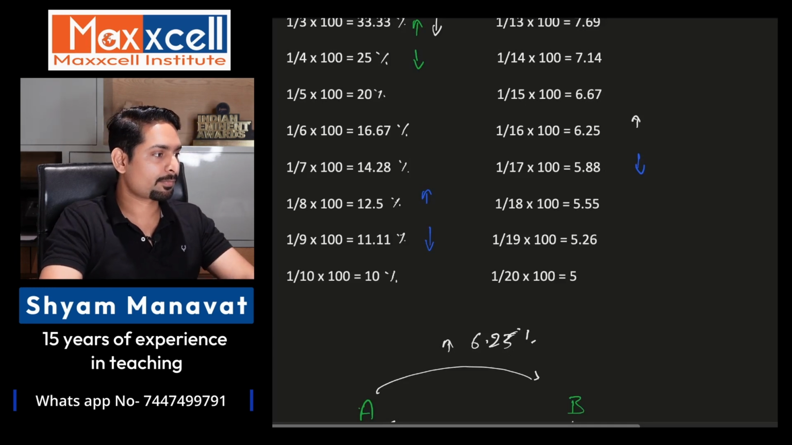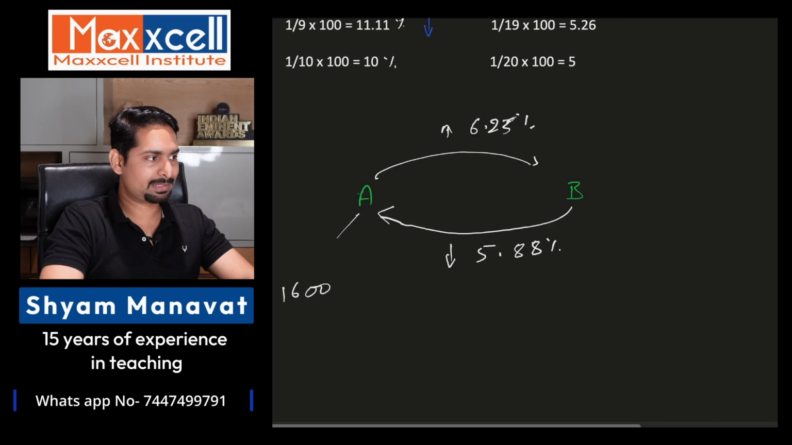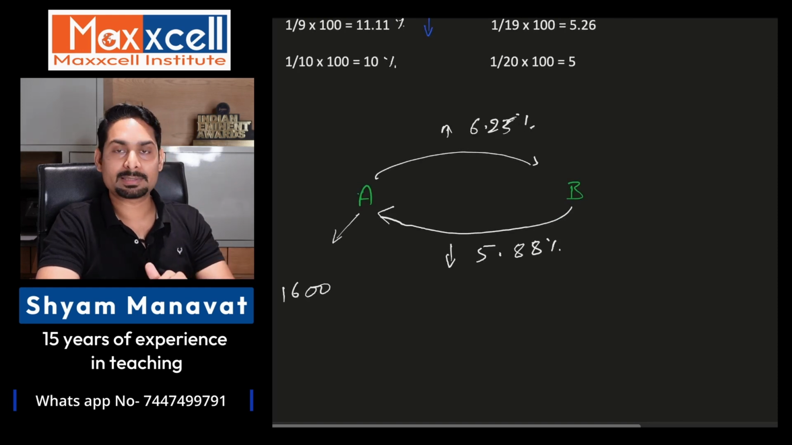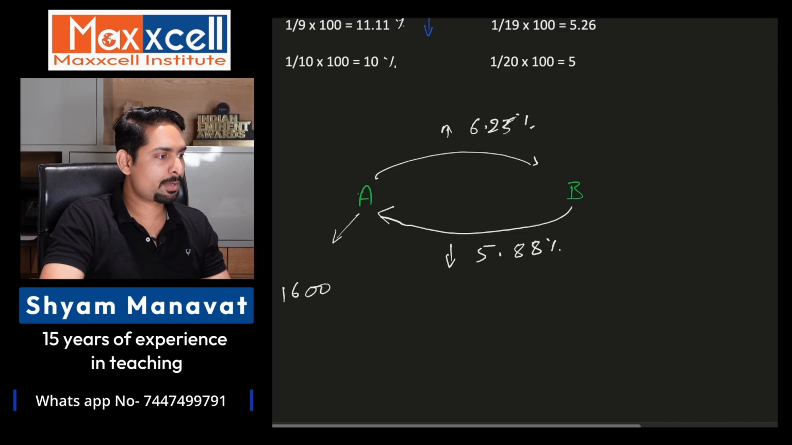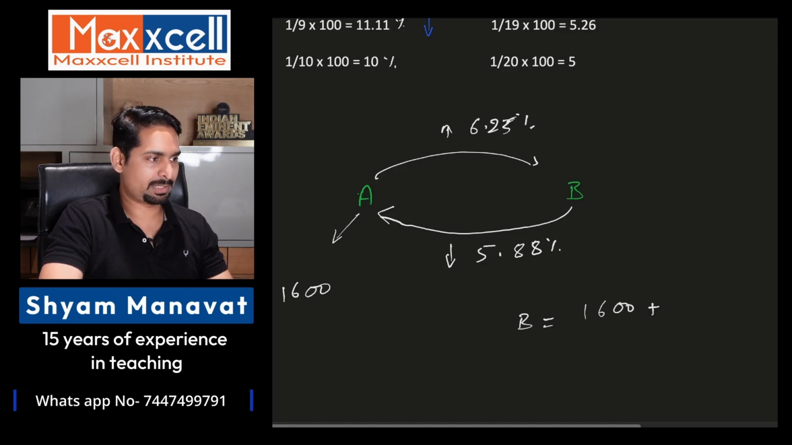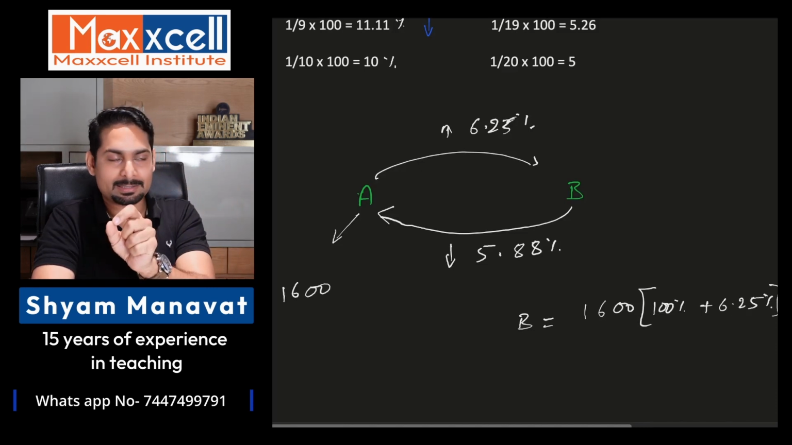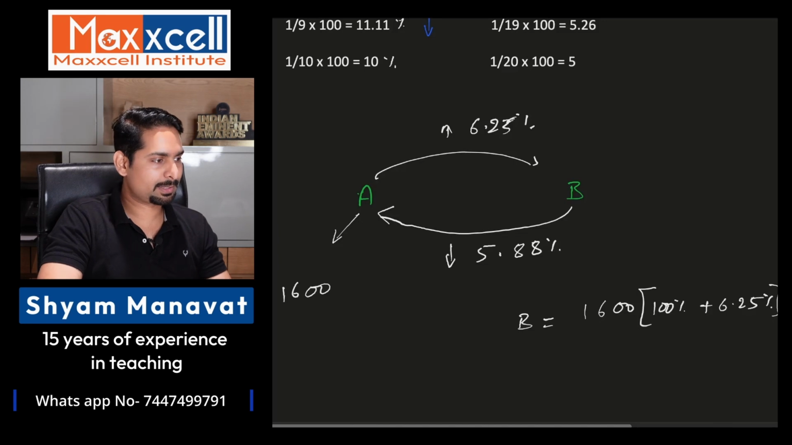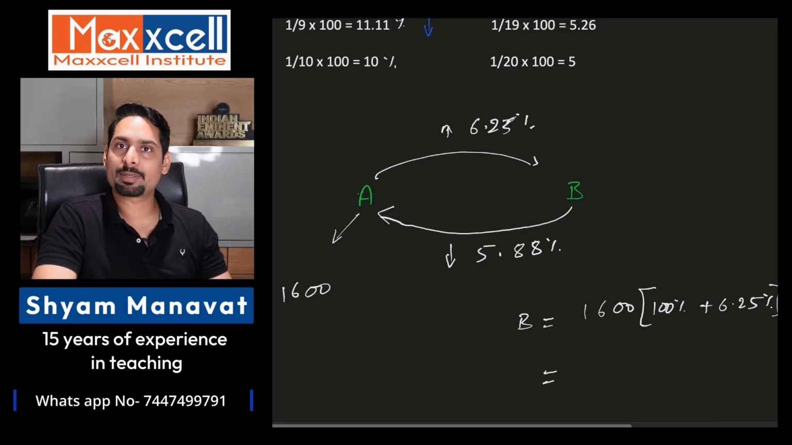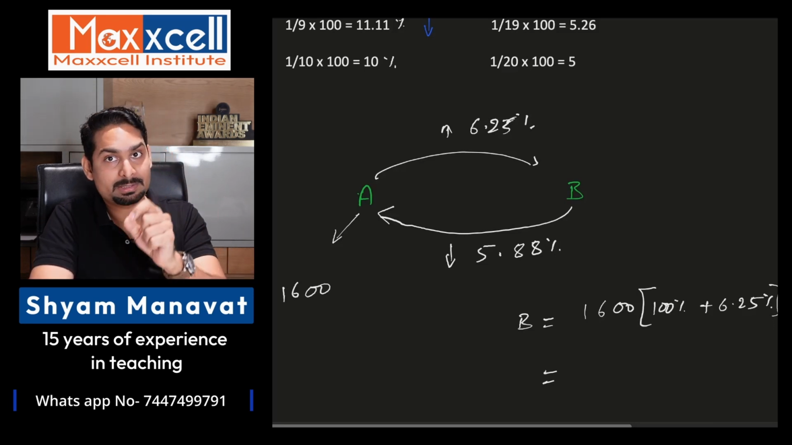So this is 1600. Let's say A is equal to 1600, and if I want this to increase by 6.25%, so B should be equal to 1600 multiplied by 100% plus 6.25. This is what I have taught you, right? If a value increases by a percentage, then you have 100 plus that increased value and then multiply by the original number. Original number 1600, 100 plus 6.25 percentage. Why 100 plus? Because every number is 100% for itself.